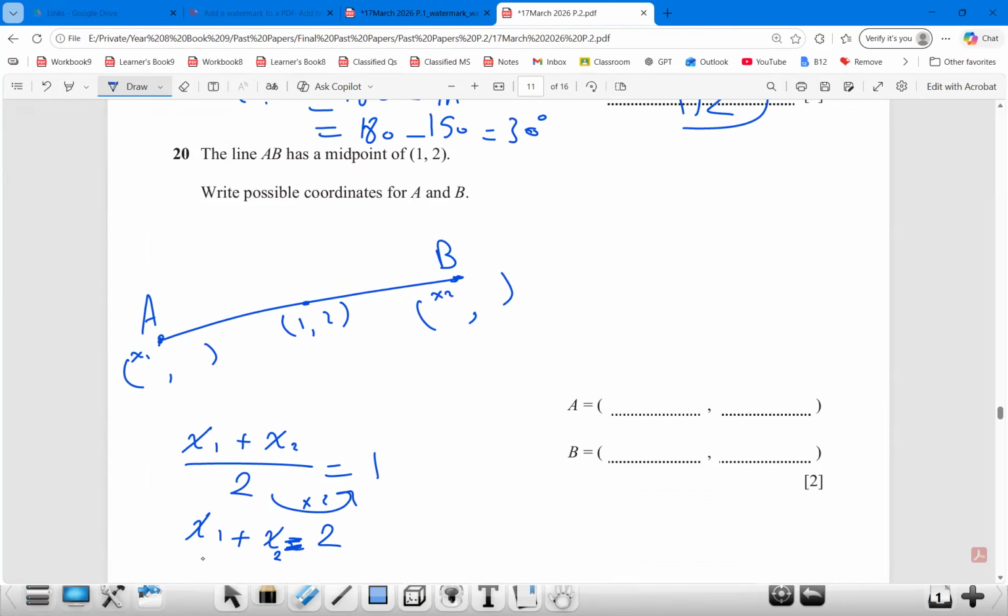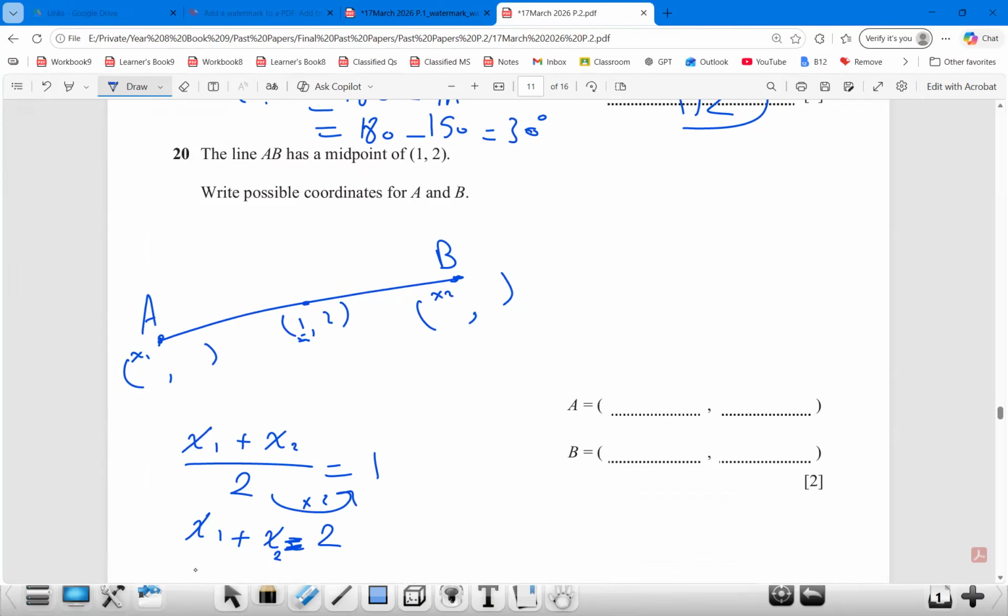So what am I supposed to do? You're supposed to think about two numbers that you add up, they will give you a 2 exactly. So that when you divide it by 2, it gives you 1. Again, the midpoint is x1 plus x2 divided by 2. So x1 plus x2 divided by 2 should give you 1 for the x coordinate. So x1 plus x2 must give you, send this 2 to the other side, multiplication, multiply by 2. So x1 plus x2 should give you 2.